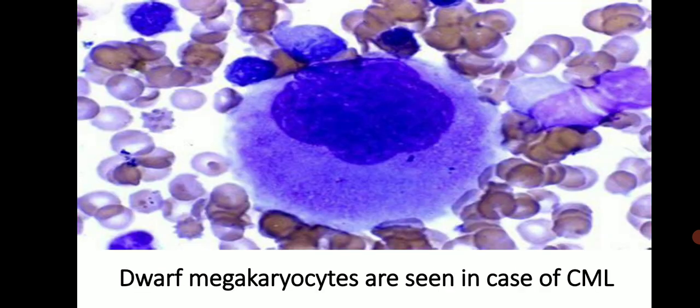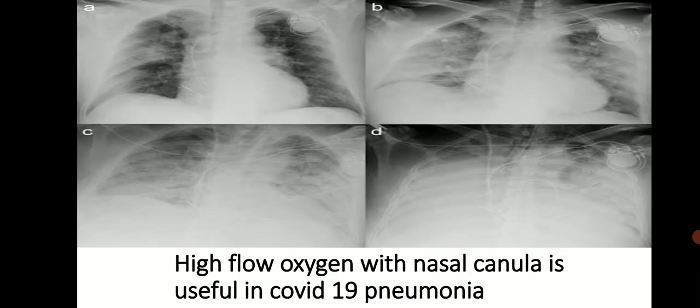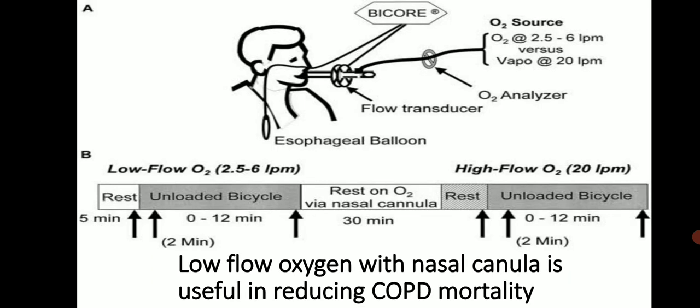Dwarf megakaryocytes are seen in case of CML. Invasive aspergillosis drug of choice is voriconazole. High flow oxygen with nasal cannula is useful in COVID-19 pneumonia. Low flow oxygen with nasal cannula is useful in reducing COPD mortality.